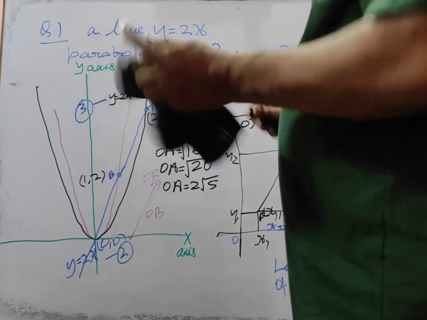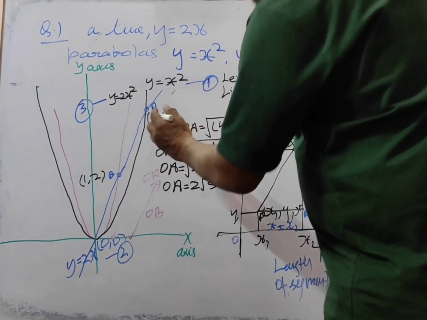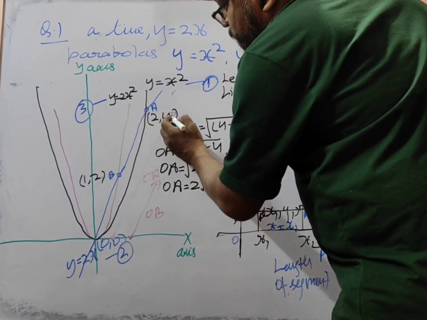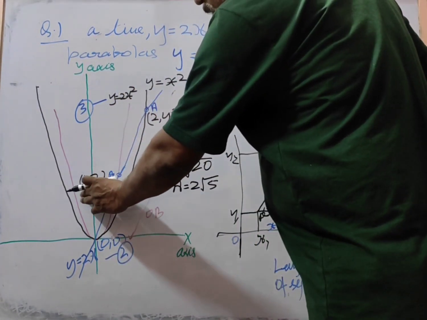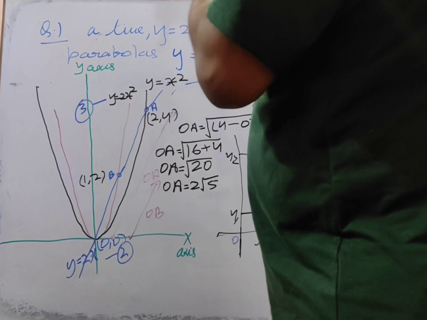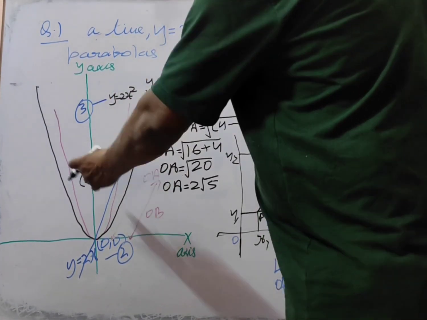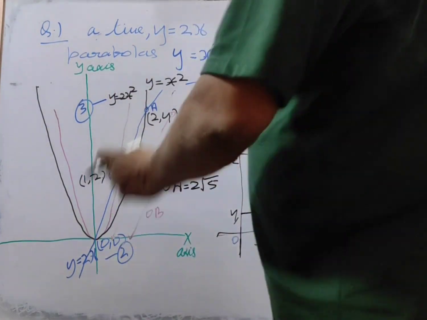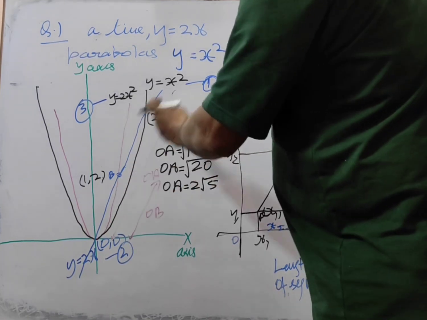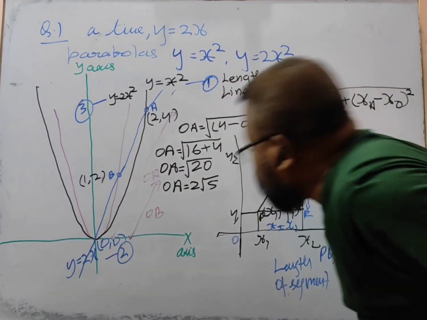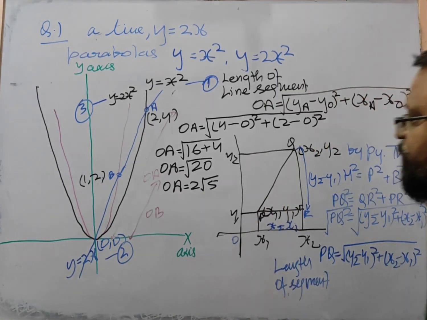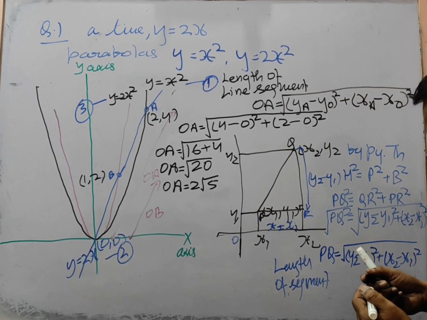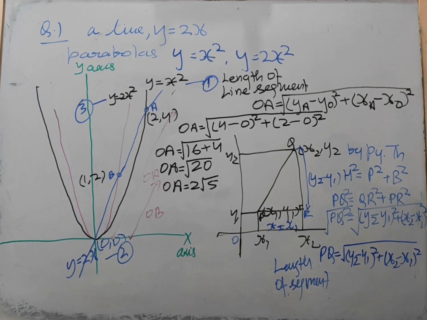First they asked the coordinates of point A, so we got 2 comma 4. Then in the second question, the answer is 1 comma 2, coordinates of point B. Now they ask line segment OA and OB. So line segment OA is 2 root 5, right? And now we are going to solve.